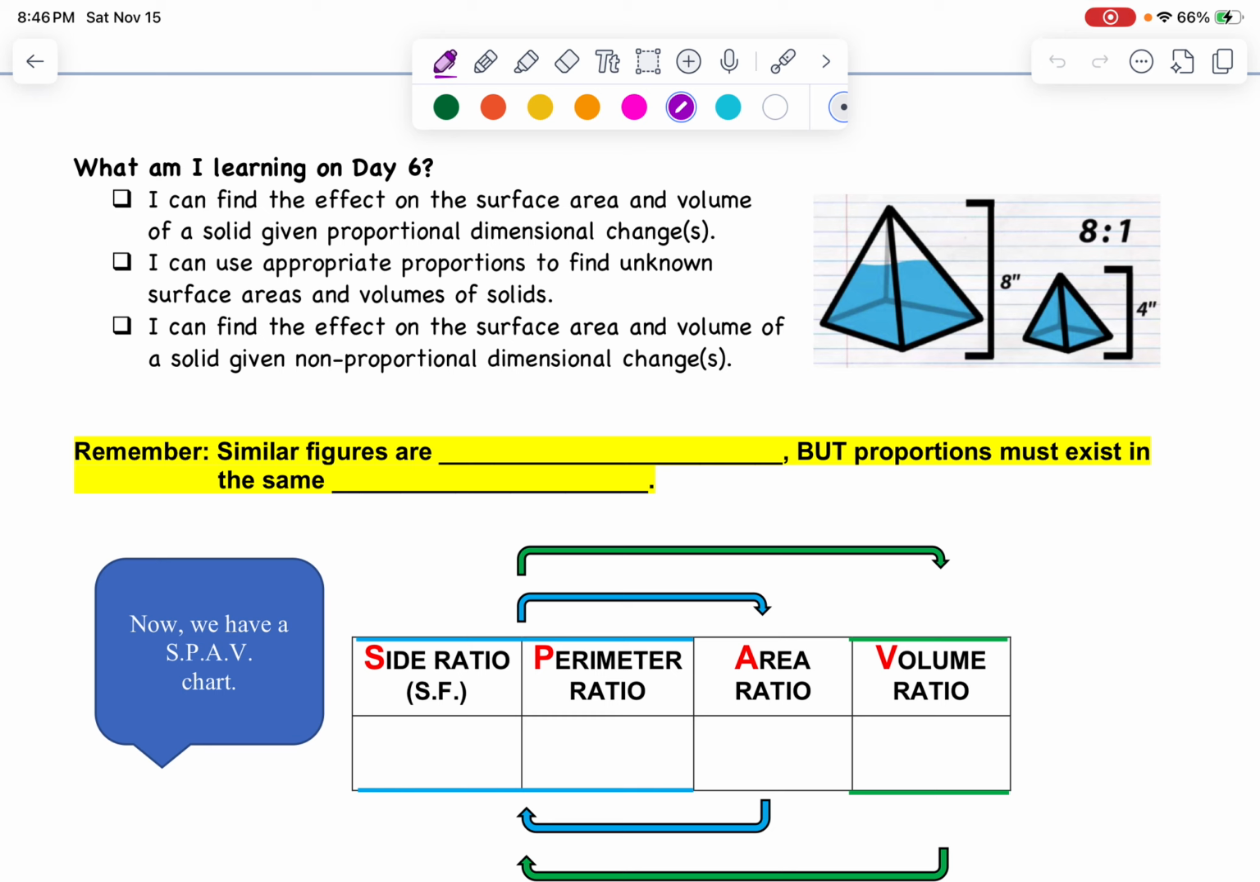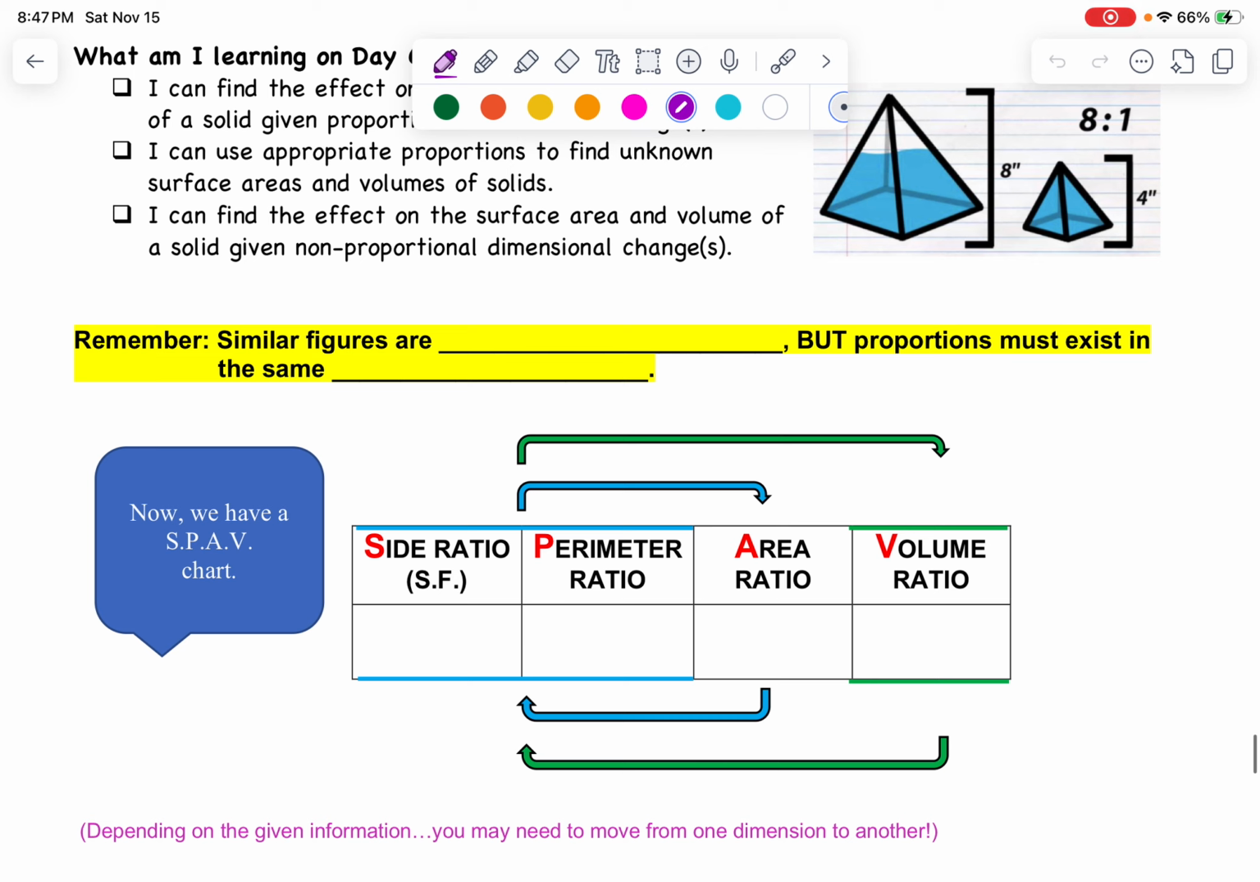The majority of you guys that missed the questions on the test in Unit 6 did not make a SPA chart. I cannot stress the importance of making a SPAV chart in Unit 7 to organize your ratios. It literally takes 5 seconds to make a SPAV chart or a SPA chart, right? And it's totally worth the time. All right, so we're just going to fill in the blanks here.